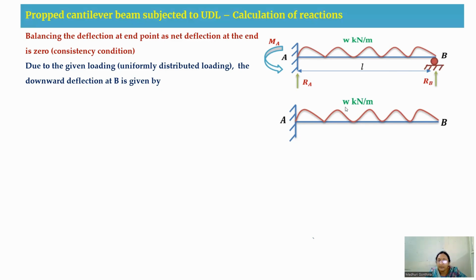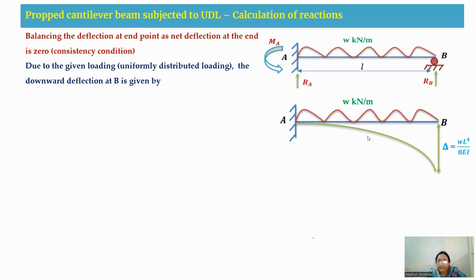So due to this given uniformly distributed load, the deflection at this B will be given by, so you can see this is deflection 1 due to this external load acting. So the deflection is given by WL^4 by 8EI. So this one we derive in the deflection of beams concept, which has been dealt with in the previous courses like strength of materials. So here I'm directly using the formula for a cantilever beam which is having a UDL. So the deflection formula will be WL^4 by 8EI.